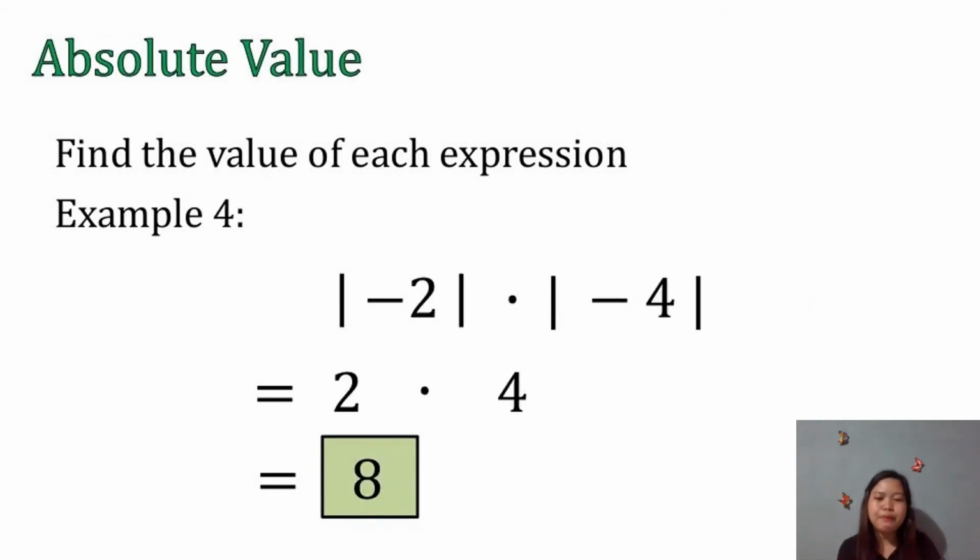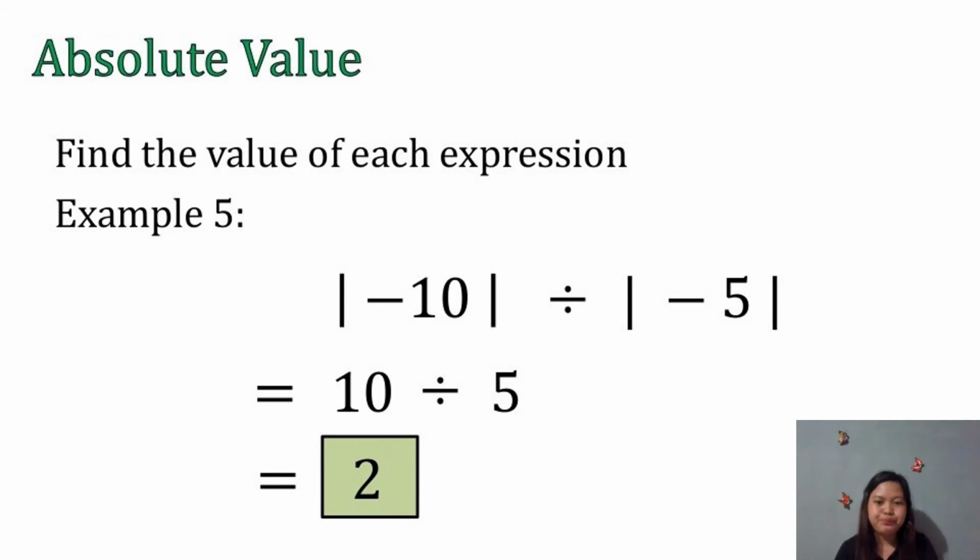Of course, for multiplication, we have here the absolute value of negative 2 times the absolute value of negative 4. So we will first find the value of each absolute value. The absolute value of negative 2 is positive 2, and the absolute value of negative 4 is positive 4. We copy the multiplication sign, and we multiply them both. 2 times 4, that's equal to 8.